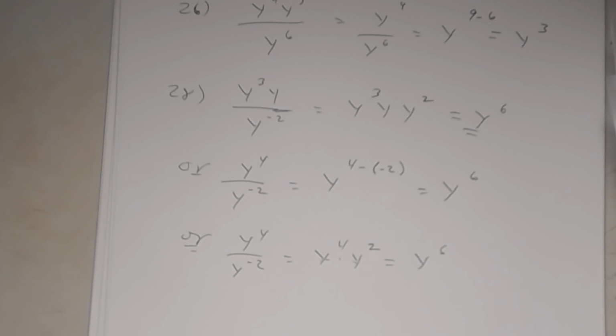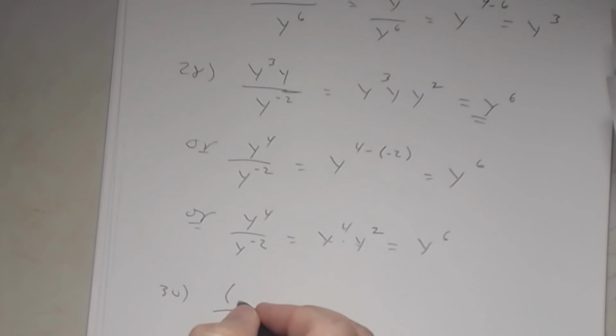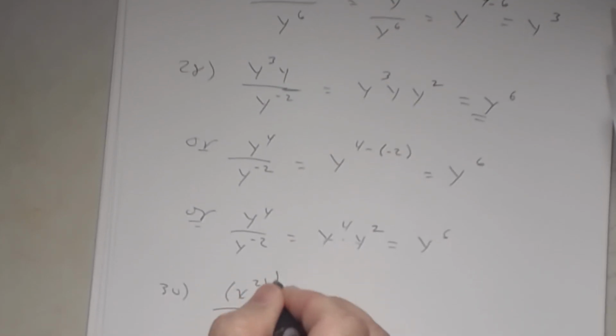Okay? All right, number 30. Number 30, and then we'll stop there. Number 30, you have this. Let's think about how you're going to work with this one. X squared to the 8th times x divided by x to the 9th. Tell me what you're going to do first.